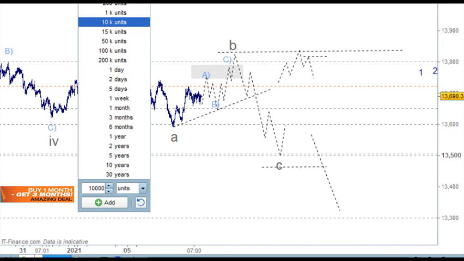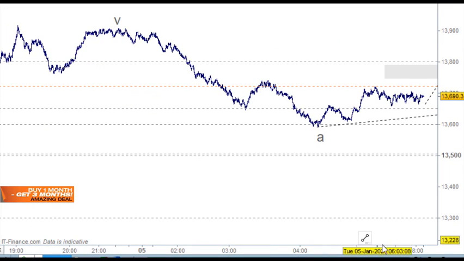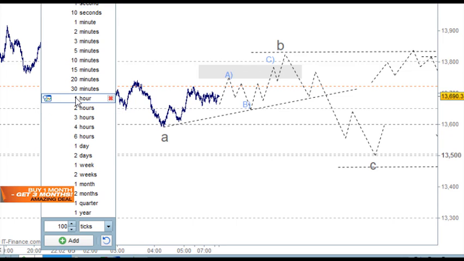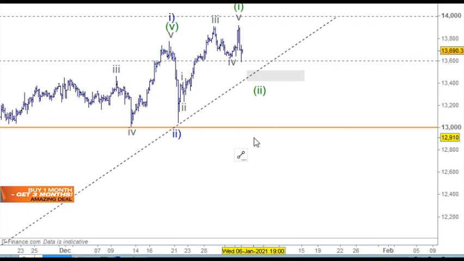So let's just recap this a little bit. We're just in a tricky situation, that's all. So we've just got to work through it. It's just going to take a little while. Let's just go back to the 4-hour chart here for a moment.